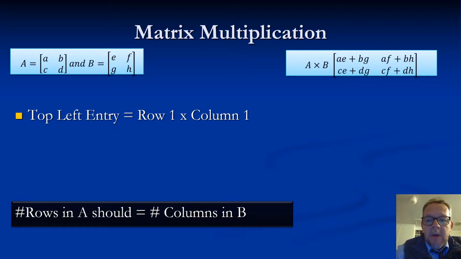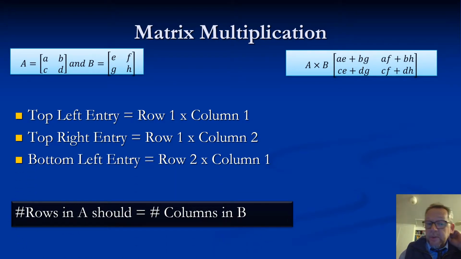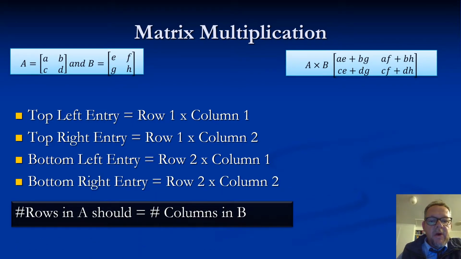When we look at matrix multiplication, we're going to multiply rows by columns. So the first entry in the top left will be row 1 times column 1, and the top right entry will be row 1 times column 2. The bottom left entry will be row 2 times column 1, and the bottom right entry will be row 2 times column 2. So the first entry goes like this: A times E, plus B times G, and that's your top left entry.